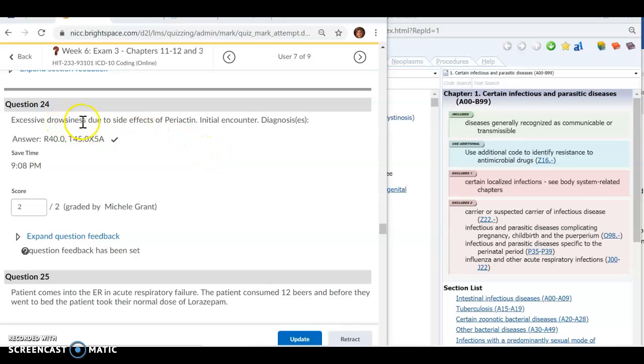Okay, so we have excessive drowsiness due to side effects. Initial encounter. First of all, this is an adverse effect. It's not a poisoning. You're taking everything as prescribed. So the first thing I code is the R40.0, which is the drowsiness, and then I code side effects.